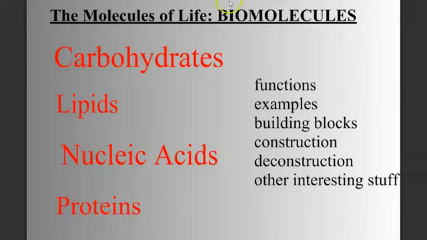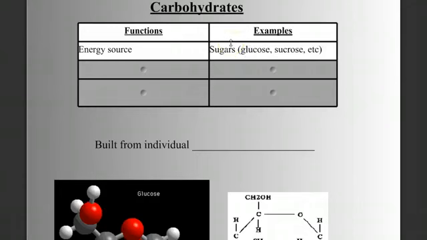Let's start with carbohydrates. We'll talk about the functions and some examples. For example, carbohydrates are known to be a good energy source. Things such as sugars, glucose, sucrose, fructose, galactose, maltose, they're all simple sugars, monosaccharides and disaccharides, and notice that all of them end in the suffix OSE. That's something you're going to need to know, that anytime in biology a molecule's name ends in OSE, you can be sure that it's a sugar.